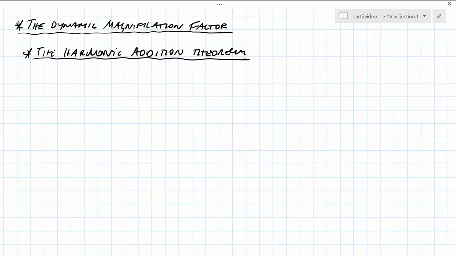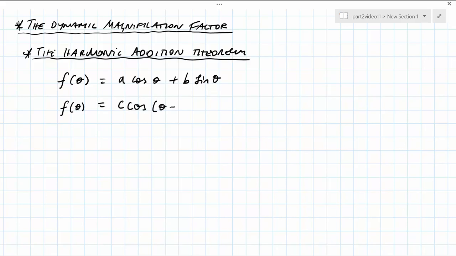states that it is always possible to write the sum of a sinusoidal function, so in this case f(theta) equal to a times cosine theta plus b times sine theta, as a single sinusoid of the form f(theta) equal to c cosine(theta plus delta).